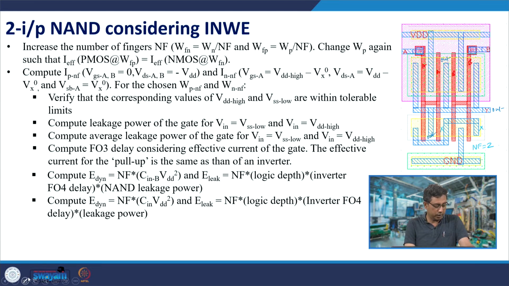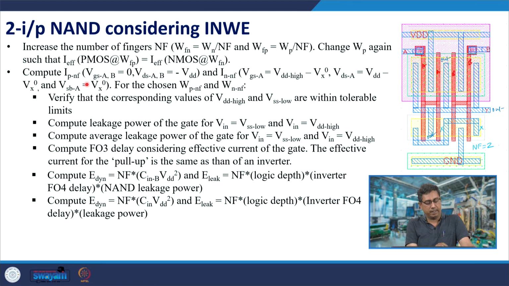For the WP that you have chosen for the single finger layout, you will increase the number of fingers to 2, and then 3, and progressively keep on increasing till your energy considerations are met. Once you have increased it, if the effective currents do not match, then you change the value. Suppose the effective current of the P MOSFET is higher. Now, you want to increase the threshold voltage of the P MOSFET. So, you will increase the value of WP.